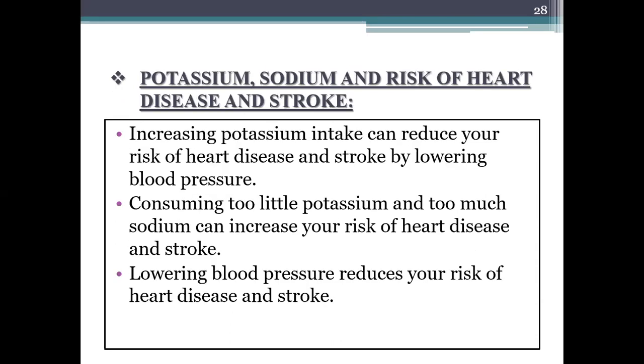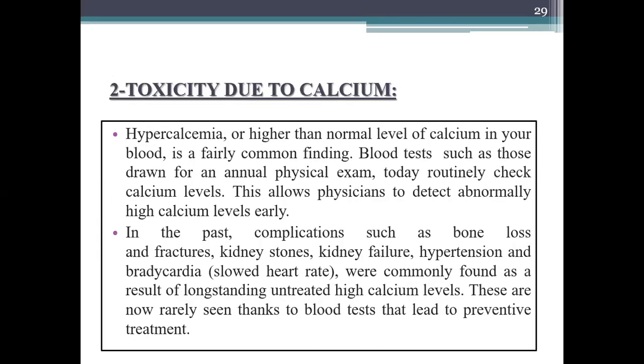Potassium, sodium, and the risk of heart disease and stroke. Increasing potassium intake can reduce your risk of heart disease and stroke by lowering blood pressure. Consuming too little potassium and too much sodium can increase your risk of heart disease and stroke. Lowering blood pressure reduces your risk of heart disease and stroke. Toxicity due to calcium. Hypercalcemia, or a higher than normal level of calcium in your blood, is a fairly common finding.